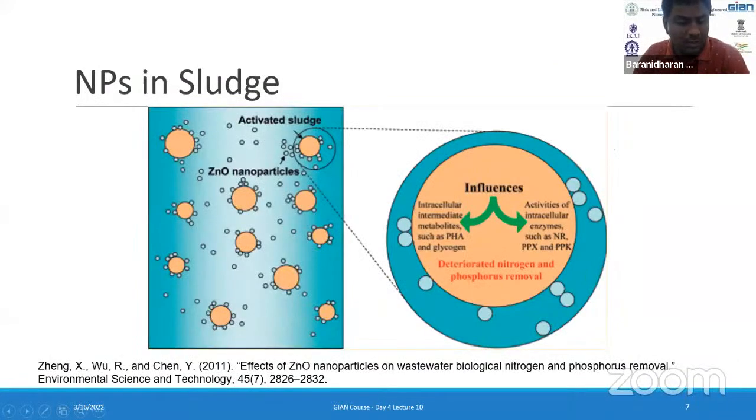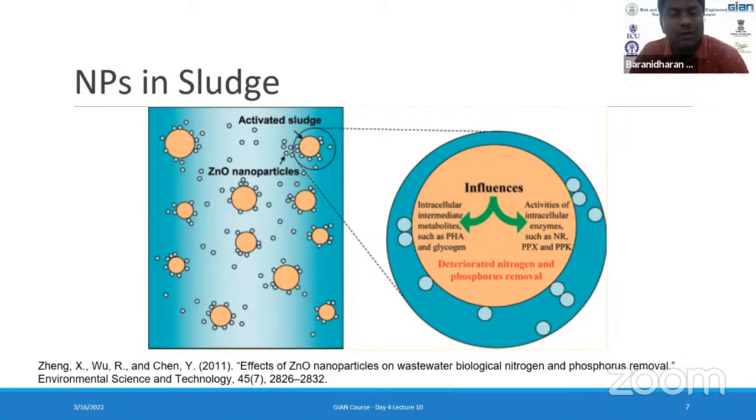So moving on, with respect to what we're discussing, these nanoparticles which are present in the wastewater release metal ions and generate reactive oxygen species. They have a great impact on the inhibition of nitrogen and phosphorus removal from the wastewater system itself.